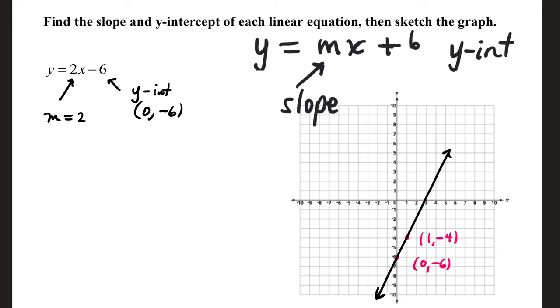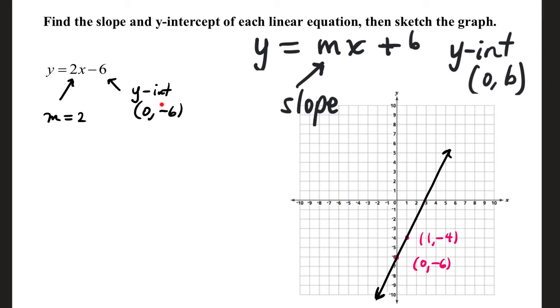Remember, to find the y-intercept, you replace x with 0, so your mx term will go to 0, leaving y equals b. So 0, b is your y-intercept. Going back over here to the equation, y equals 2x minus 6, y equals mx plus b. That's the right format. Our slope is 2. Our y-intercept is negative 6.